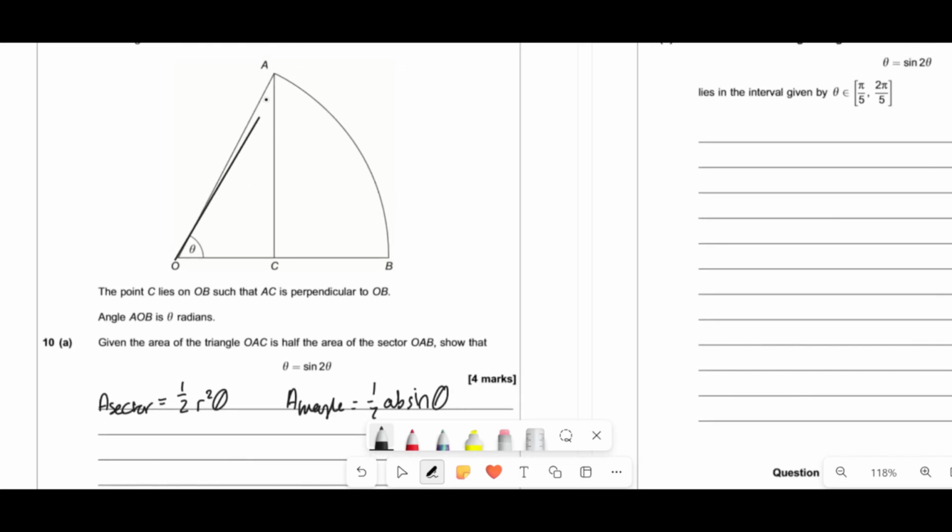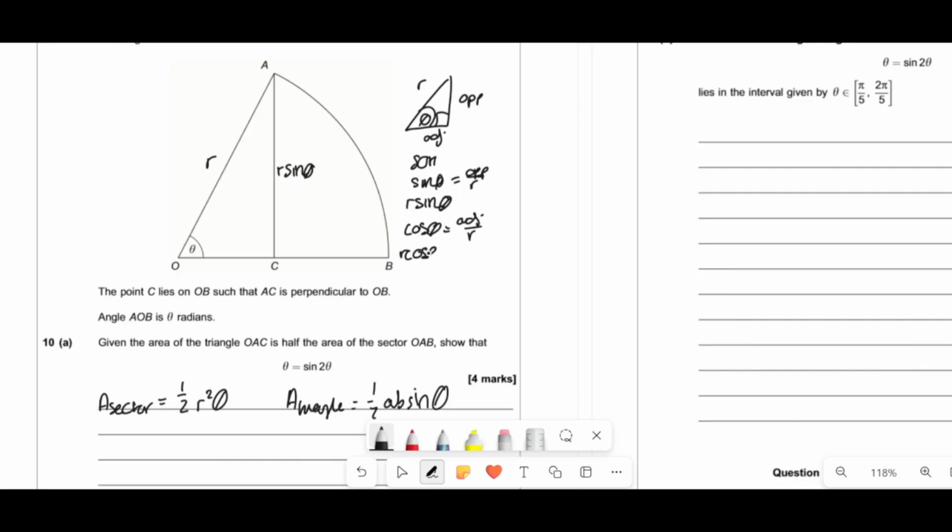We know that this has to be the radius, that's going to be r, and we've got a little triangle here that's right angled with an r here and an angle theta here, and that's our opposite, that's our adjacent. So sine theta equals the opposite over the hypotenuse. So the opposite is going to be r sine theta. So this distance here from A to C has to be r sine theta. And then we can use the adjacent and the hypotenuse, cos, so cos theta equals the adjacent over hypotenuse, which is r. So r cos theta equals the adjacent. So that means that this is r cos theta.